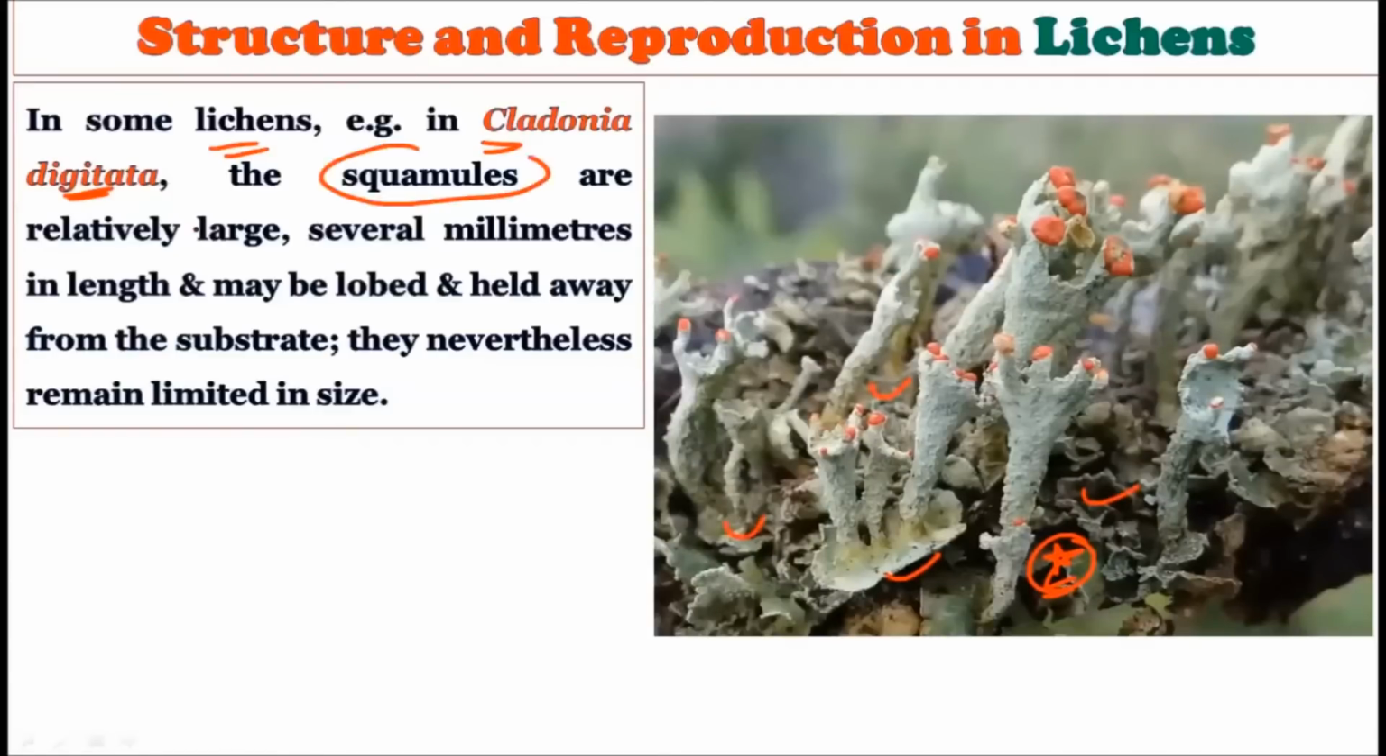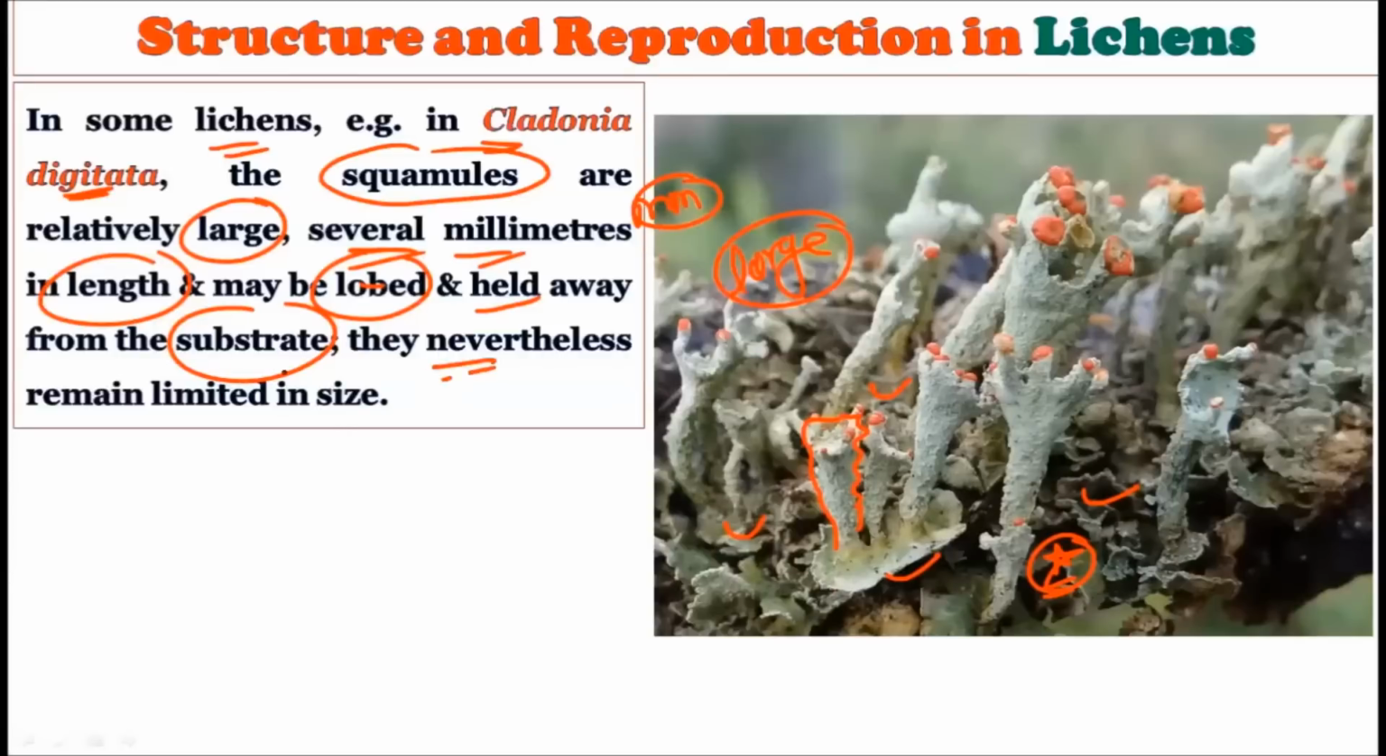The squamules are relatively large. The size of these squamules is relatively large as compared to the other squamules shown by squamulose lichens. So they may be several millimeters in length, and they may be lobed and held away from the substrate. They can be recognized as being away from the substrate. You can clearly say that they are coming out of the surface, and they are lobed, and they are away from the substrate, and they can go up to some millimeters in height. Nevertheless, they remain very limited in size.